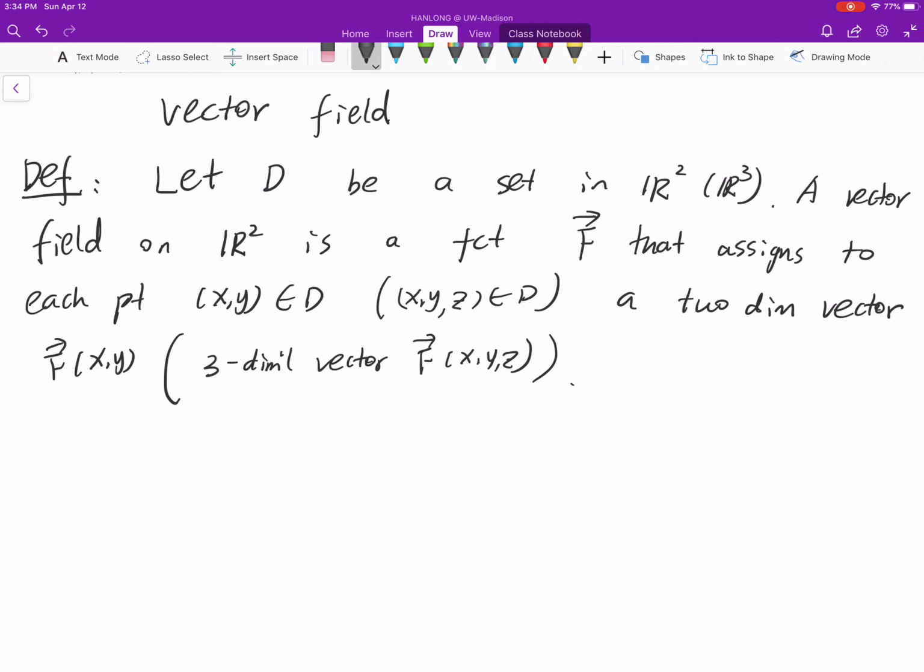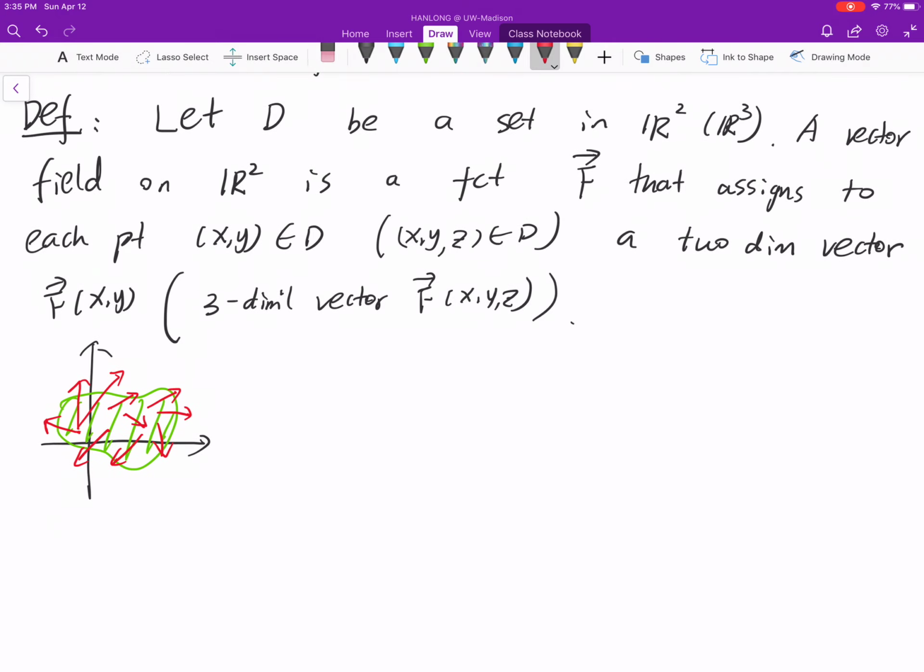Okay, probably it's better to draw a picture. So suppose this is the domain we are interested in. So vector field f just assigns some vector for each point in this domain. And by the definition, you see the assignment could be arbitrary. We don't need to assume it's a continuous function, smooth, or whatever. But usually when we study it, we will assume it's smooth, because then we can take derivatives. In fact, in reality, most of the time we will have at least a piecewise smooth vector field.